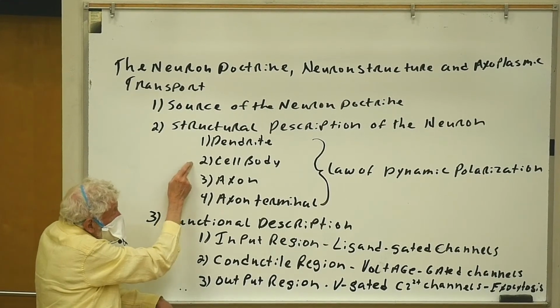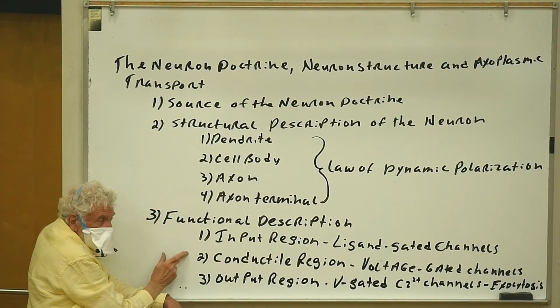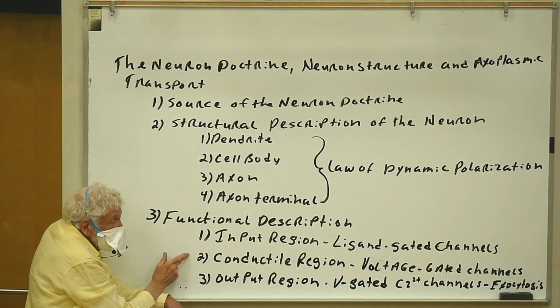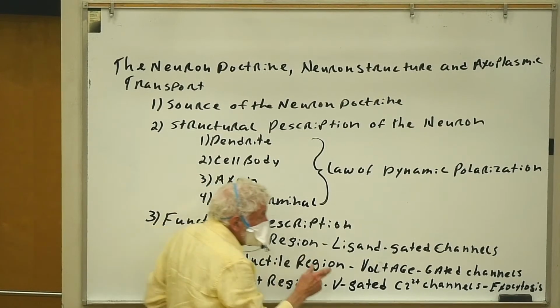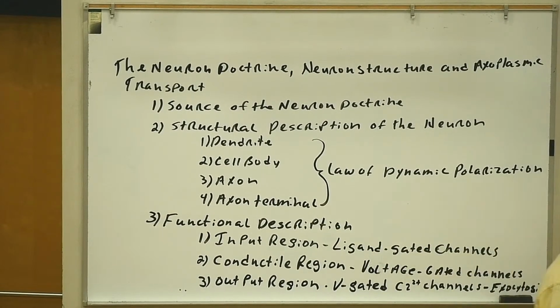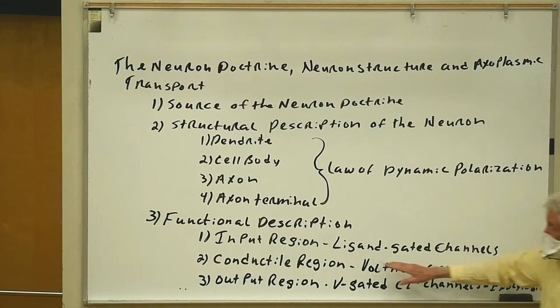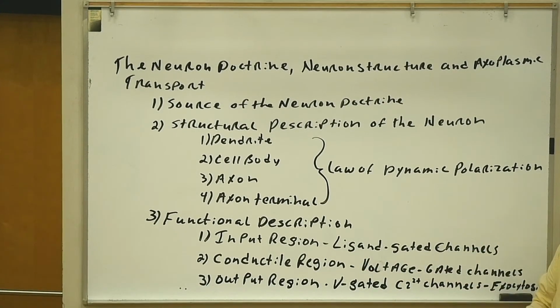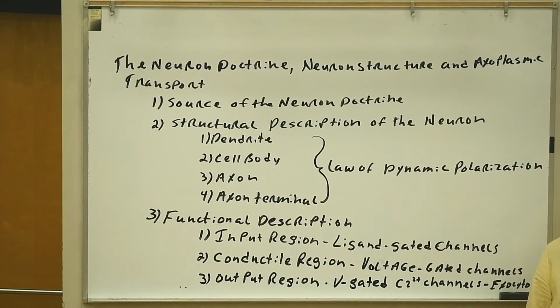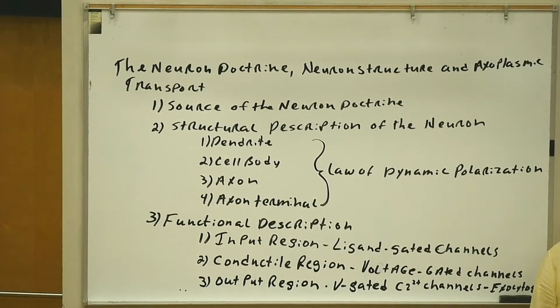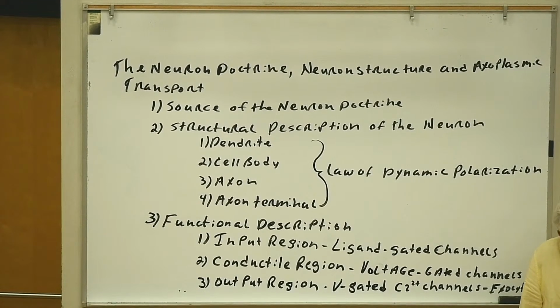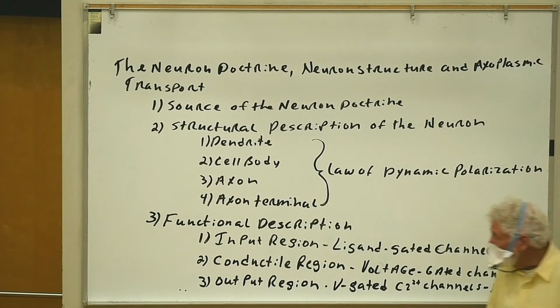The functional description of the neuron will have basically the same shape. We're going to change the names a little bit. Rather than a dendrite and cell body, we're going to call it an input region. The input region is going to be characterized by a type of transmembrane protein, a type of channel in the membrane called a ligand-gated channel. It's going to be opened by neurotransmitter. So when you see the term ligand-gated channel, think neurotransmitter-operated channel. And it's going to be operated by a neurotransmitter released from neurons that are right next door.